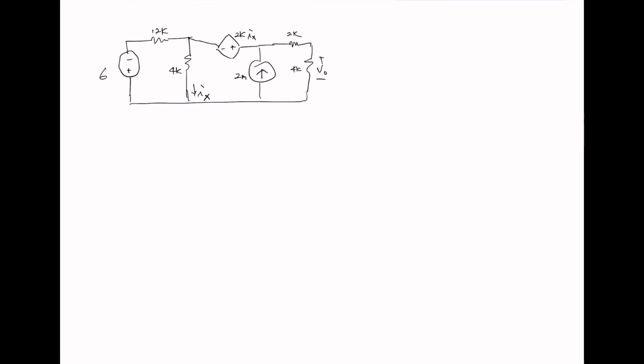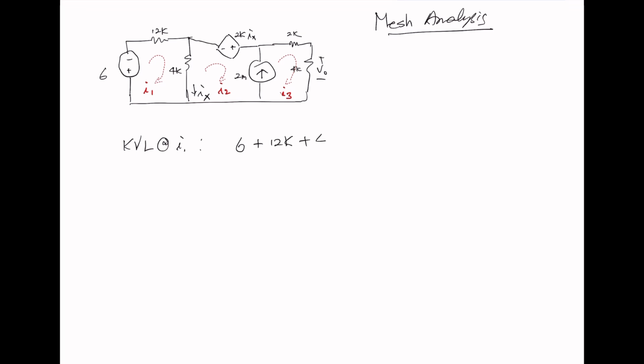Use the same circuit. Let's apply mesh analysis. What we need to do is assign the mesh currents first. So I'm going to call this I sub 1, this I sub 2, and this I sub 3. Again, a mesh current does not go through the middle resistors. So I1 in this case goes through the 12K ohm resistor, but not the 4K. You have to be careful with that. Let's do KVL using I1. Positive 6 plus 12K plus 4K.